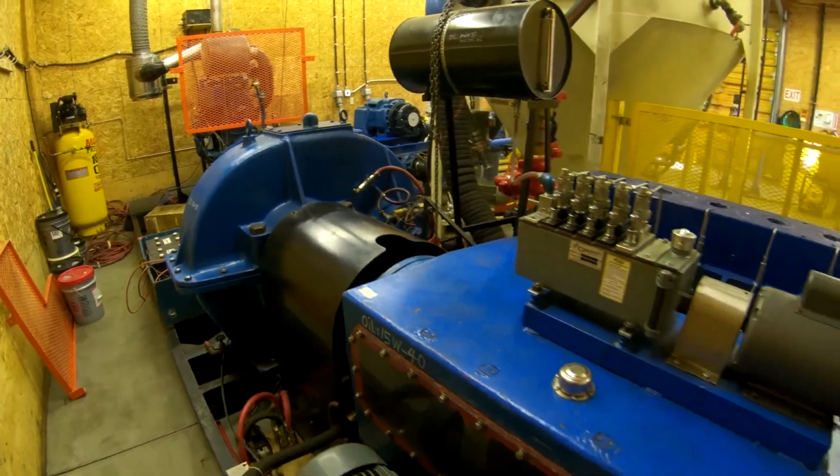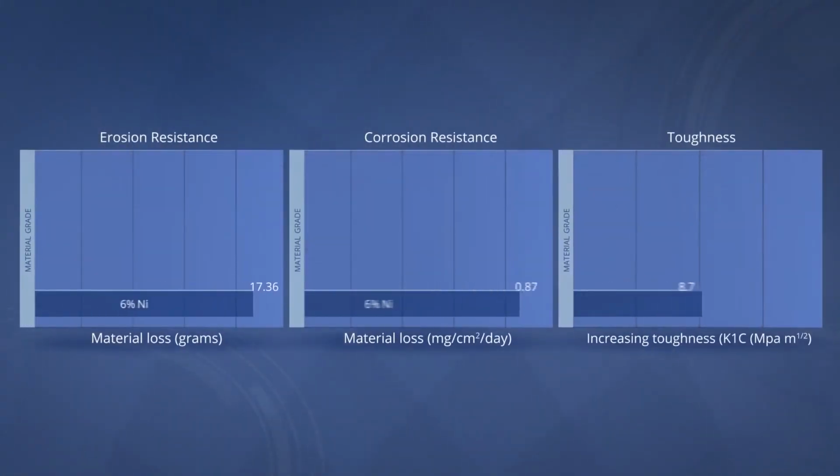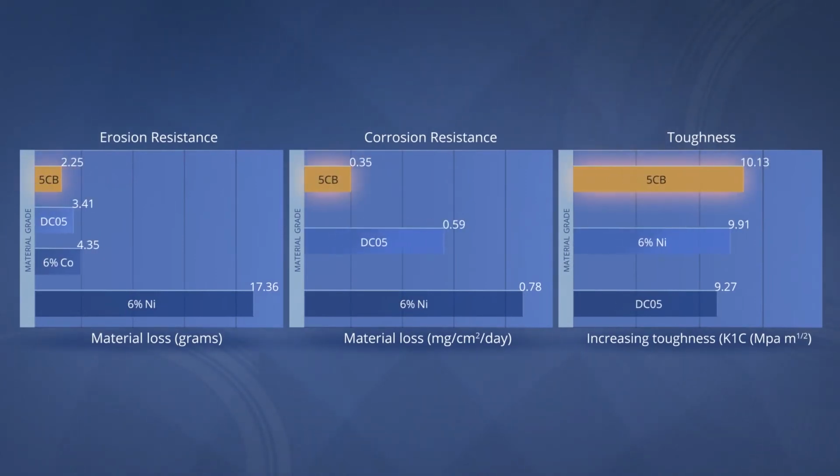In the tests conducted using the Masterflow erosion loop and several third-party labs, the trims made out of 5CB, a premium-grade tungsten carbide, demonstrated the highest erosion and corrosion resistance as well as toughness. How better choke valves can affect your company's bottom line, you may ask?